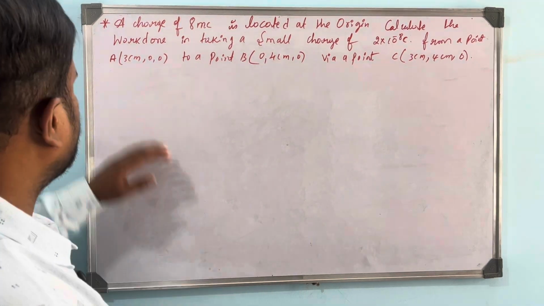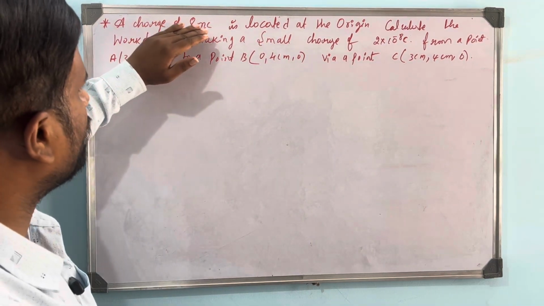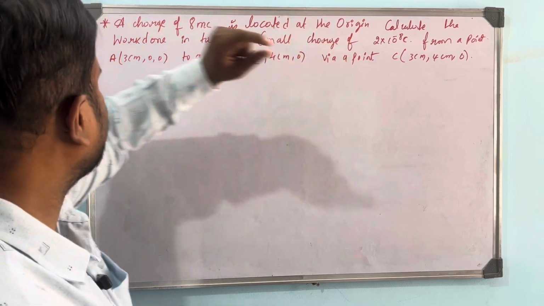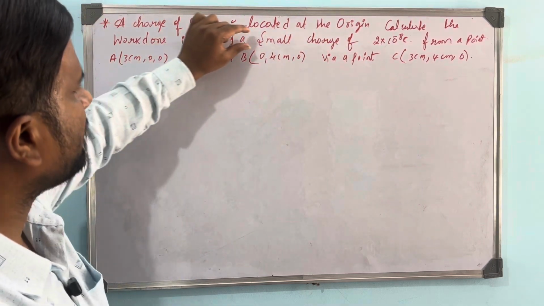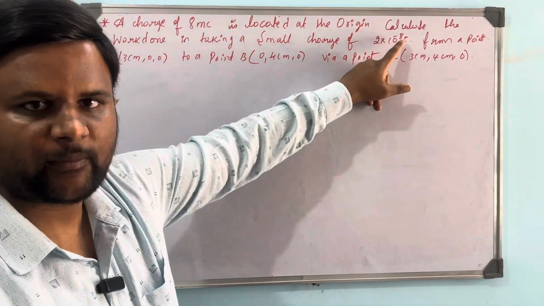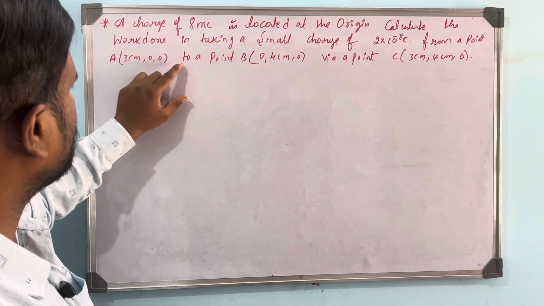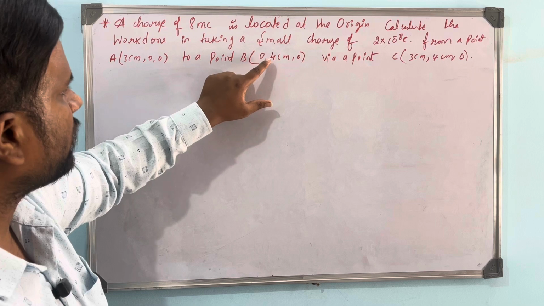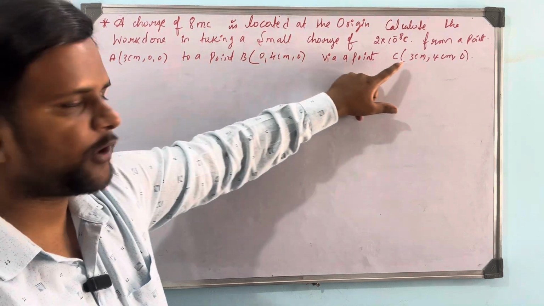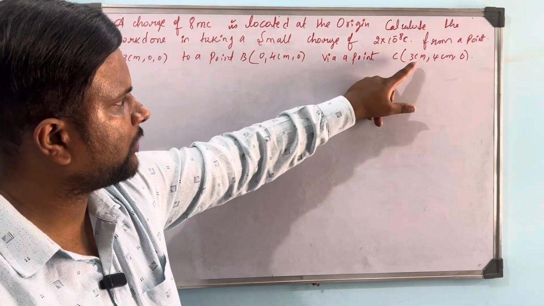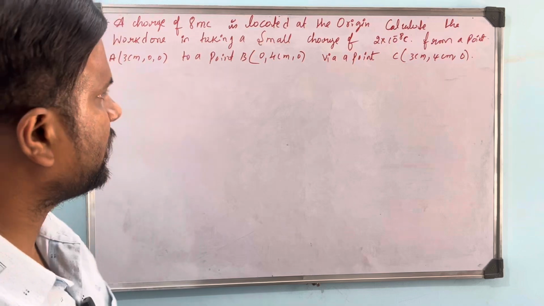So now, the next numerical: a charge of 8 microcoulomb is located at the origin. Calculate the work done in taking a small charge of 2 into 10 power minus 8 coulomb from the point A of (3 centimeter, 0, 0) to a point B of (0, 4 centimeter, 0) via a point C of (3 centimeter, 4 centimeter, 0).